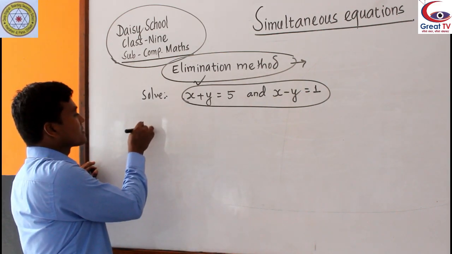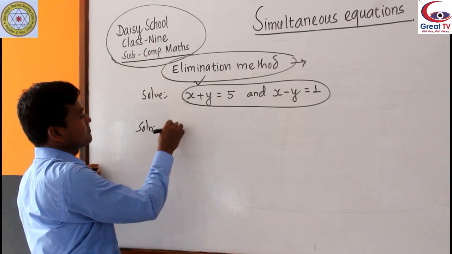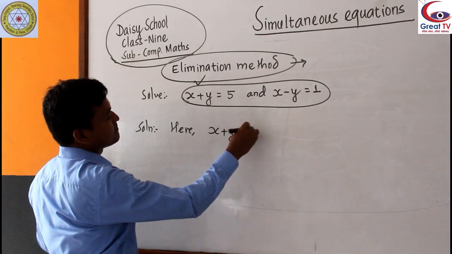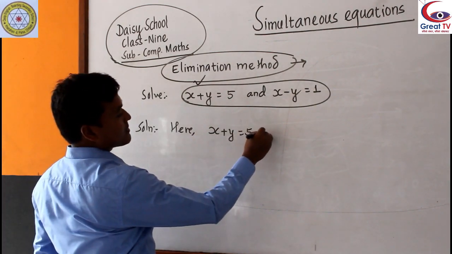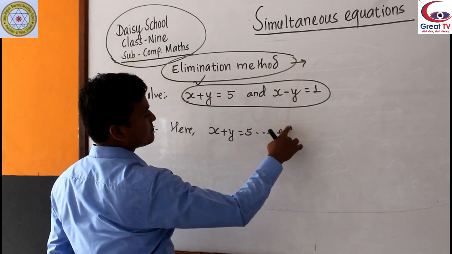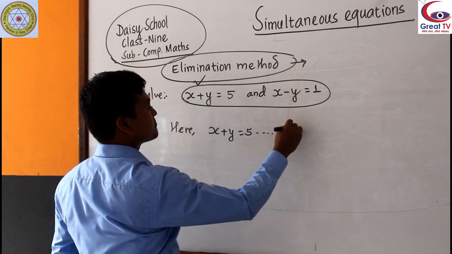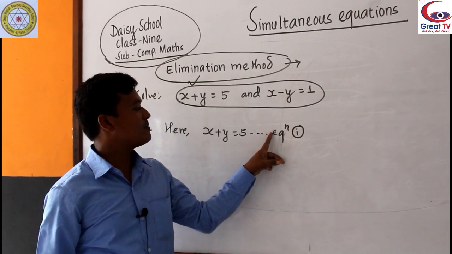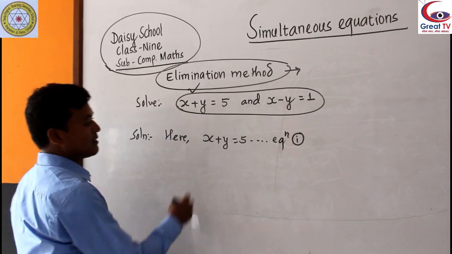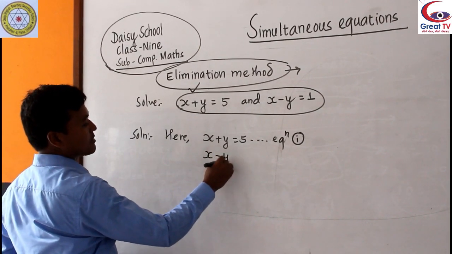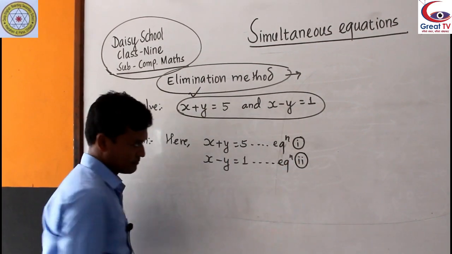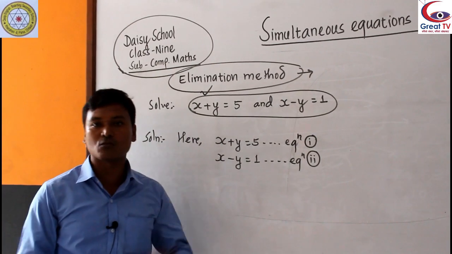Okay, the solution is here. x + y = 5. Let us consider this equation first. This is the short form of writing equation: eq to the power n. Then second, x - y = 1. Equation second. Okay, we have two variables x and y.